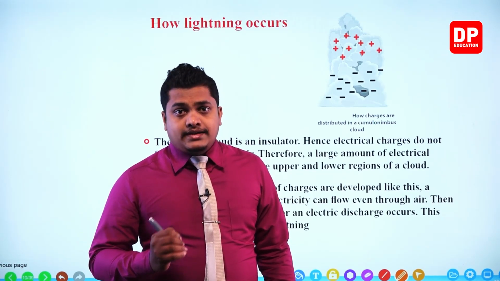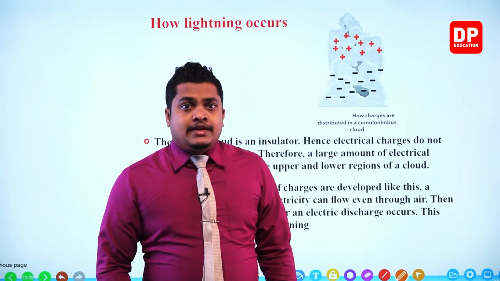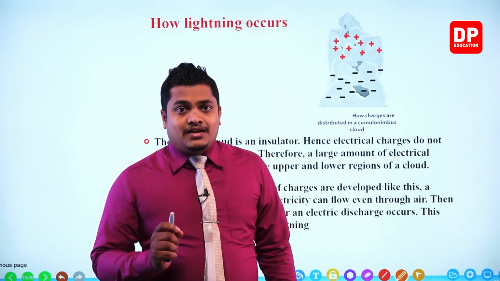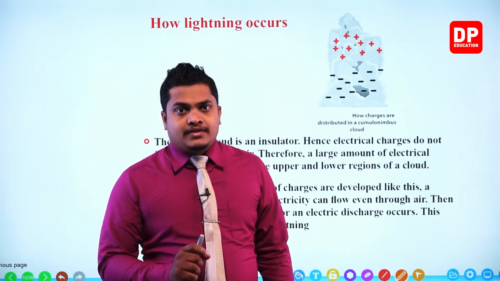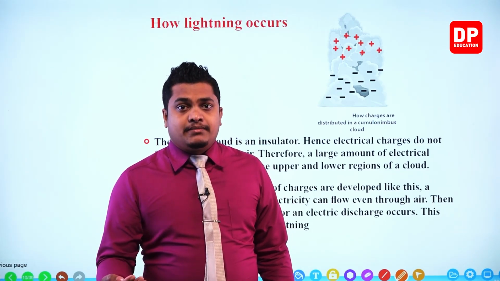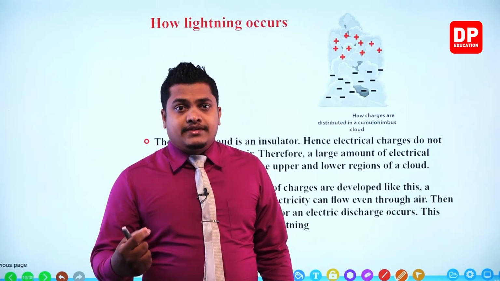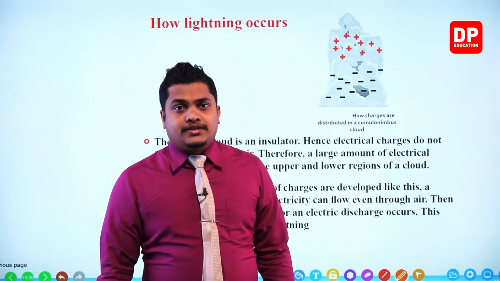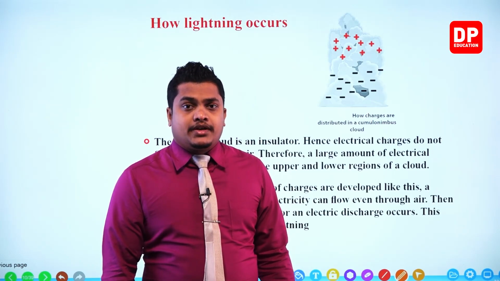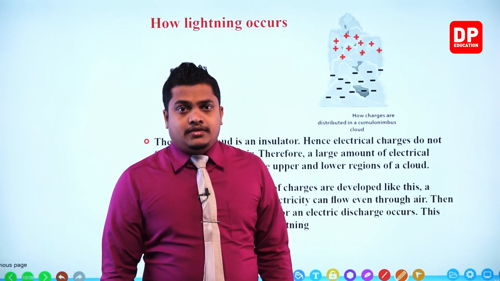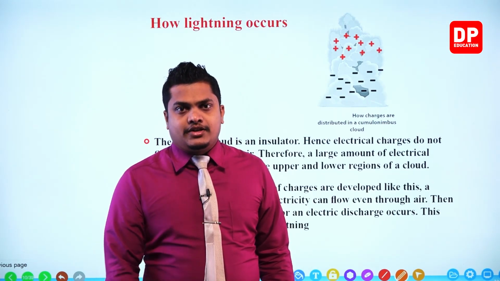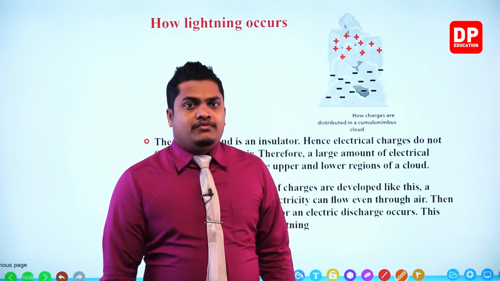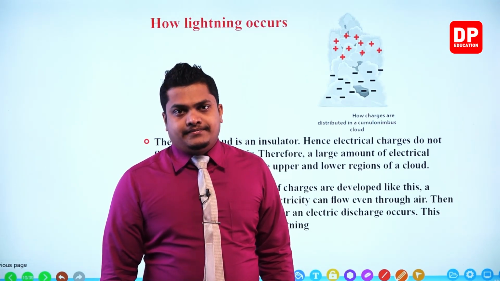So, at a certain instance, what will happen? There is a certain amount of charge which the nimbus cloud can bear. So, when that amount is exceeded, definitely these static electrical charges will flow from a higher potential to a lower potential. So, this flow or this discharge of static electrical charges is the one which is referred to as lightning. This is the one which is referred to as lightning, my dear children.